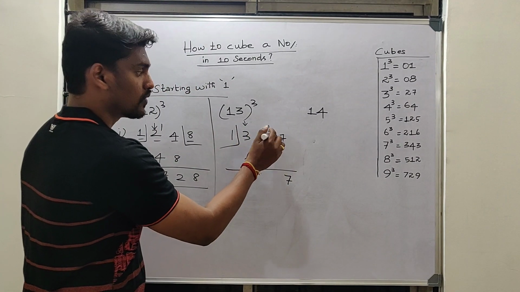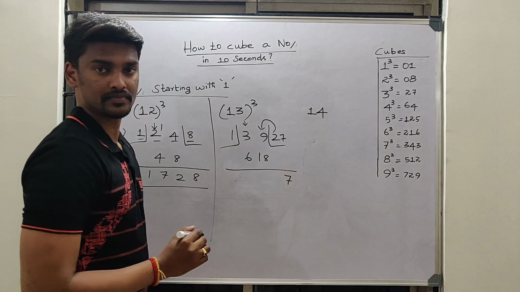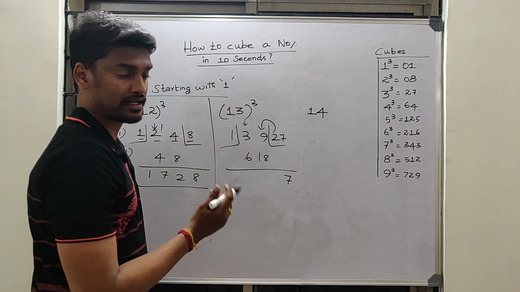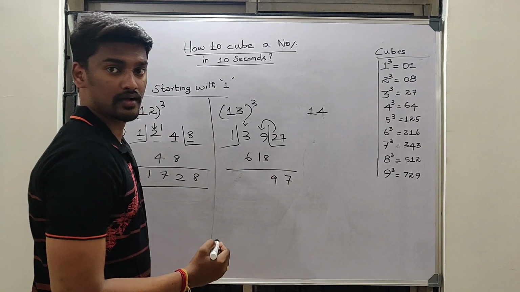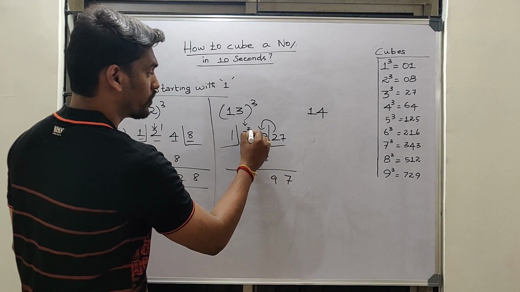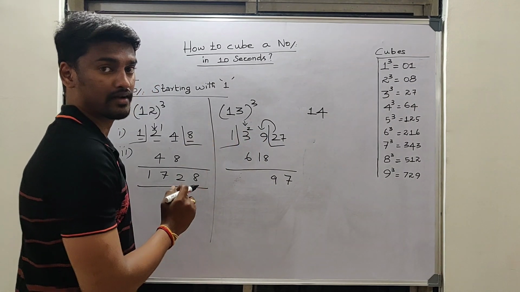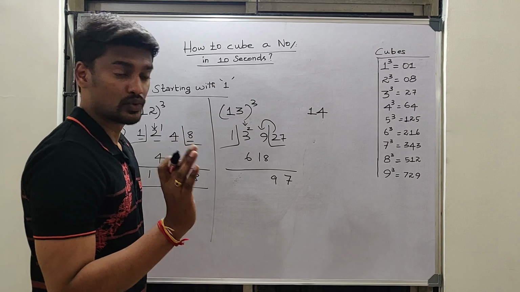So the remainder 2 will be carried over here. So 9 plus 2 is 11, and 11 plus 18 is 29. So 9 will be here, and I will be writing the remainder 2 over here. So 6 plus 3 is 9, 9 plus 2 is 11. What I said, you have to write only the unit digit.